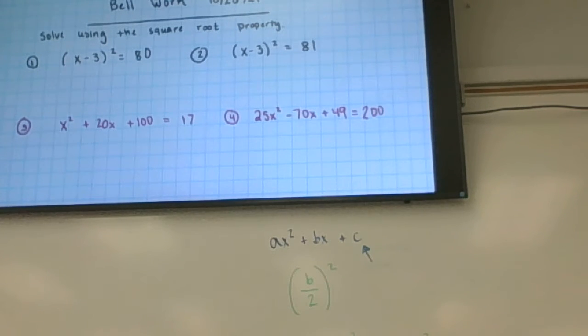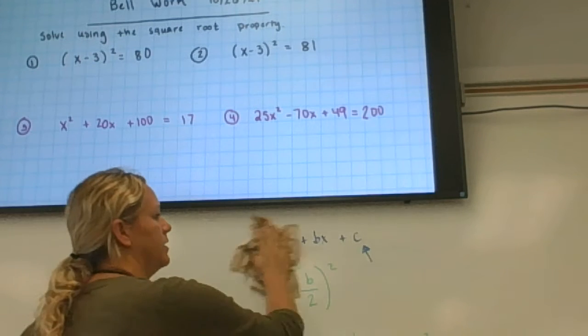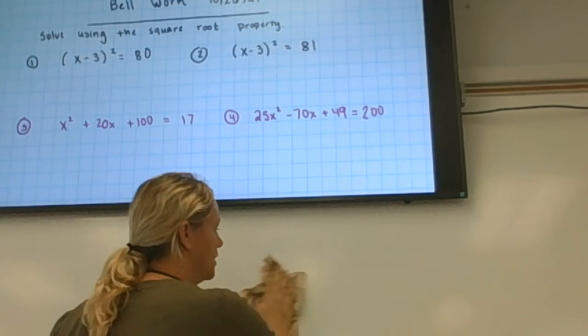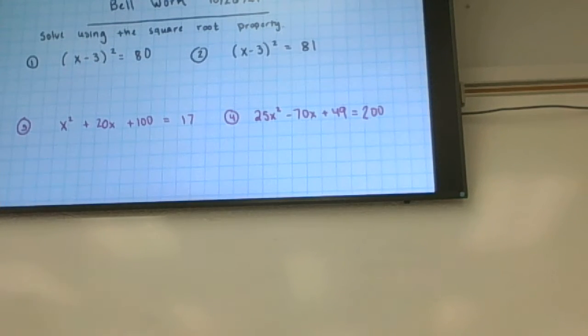Numbers 3 and 4 are actually just like 1 and 2. They present very differently. There's one more step involved in 3 and 4, but the process of solving is the same. We're solving a quadratic equation, which means like all of these, if they were put in the right form and graphed, would be a U-shaped parabola. You're searching for the x-intercepts.